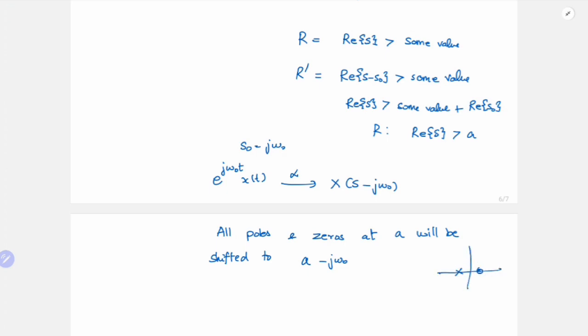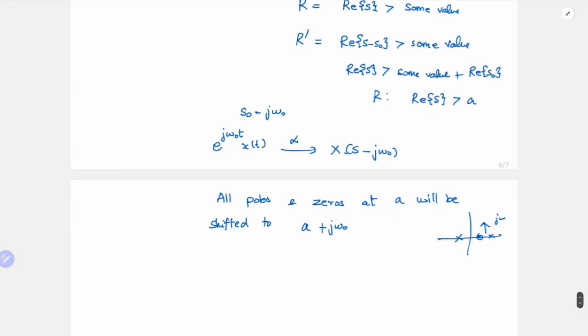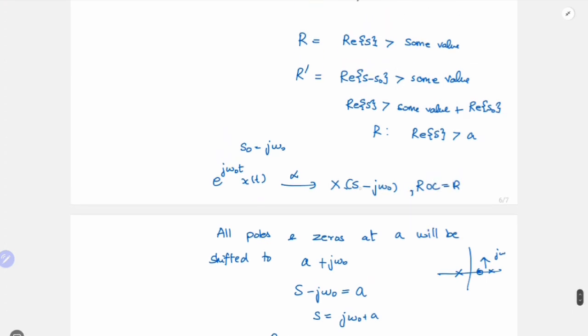So it will be shifted to A plus j omega naught. Why A plus j omega naught? Initially these had poles at A. So it means s minus j omega naught is now going to be having poles at A. So s will be having a pole at j omega naught plus A, which is what we have given here. So everything will shift up by j omega naught, and my ROC will still remain R only. Why? Because the real of this j omega naught is 0.